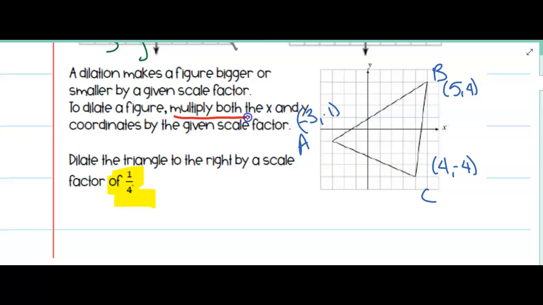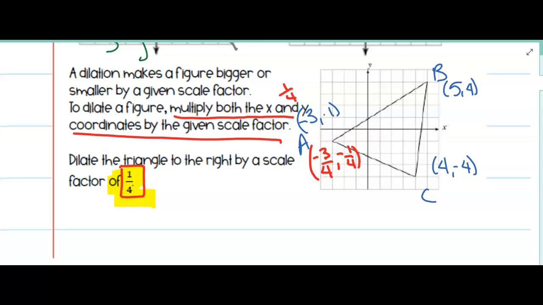All you're going to do is multiply both the x and y coordinates by that scale factor of 1/4. If I start with A, I'm going to take 1/4 times negative 3 and 1/4 times negative 1. 1/4 times negative 3 gives you negative 3/4, and 1/4 times negative 1 gives you negative 1/4. So A prime is at negative 3/4, negative 1/4, which we just have to get close on. It's going to be about right there.